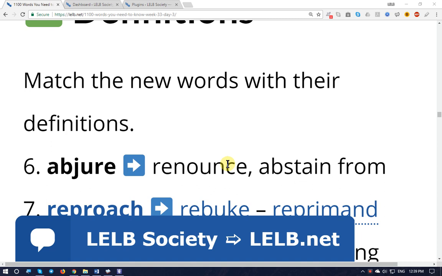This session I will be teaching you another unit of 1100 Words You Need to Know, a great course book in the domain of English vocabulary. Week 33, Day 3. New words.